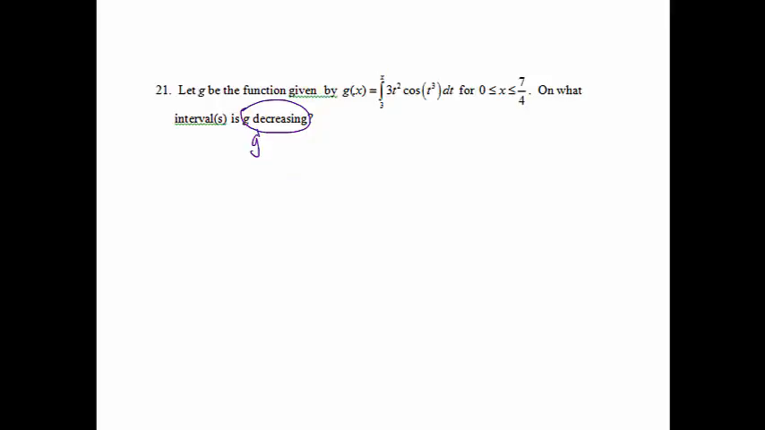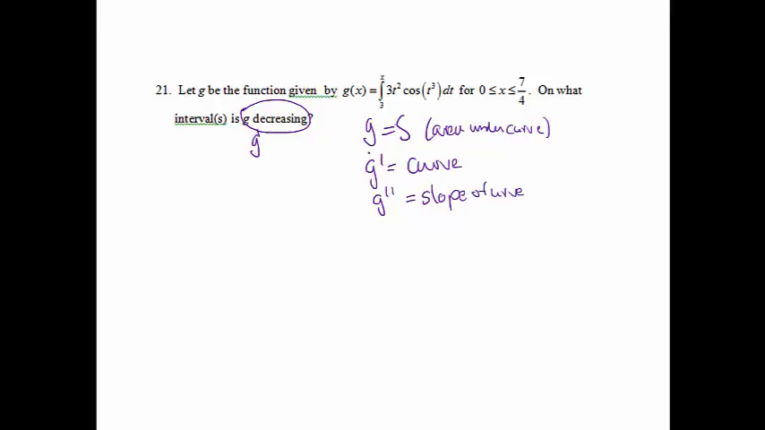Okay, so this is one of those problems where if g is equal to the integral, this is one we like to write like what's happening. So g is equal to the integral, or the area under the curve. Okay, g prime then will equal the curve, and g double prime will be the slope of the curve. All right, and we're dealing with g prime, so I'm just dealing with the curve.